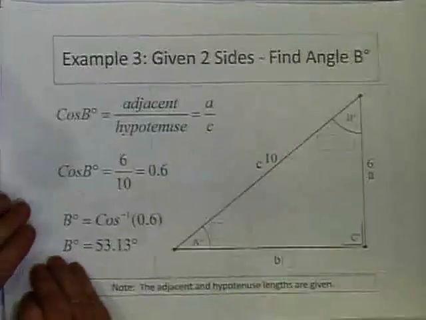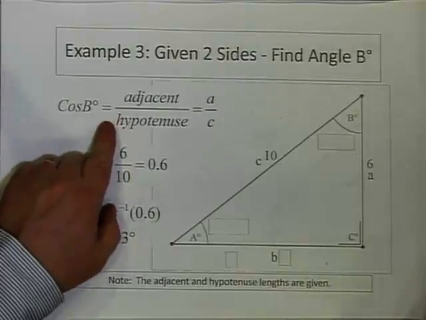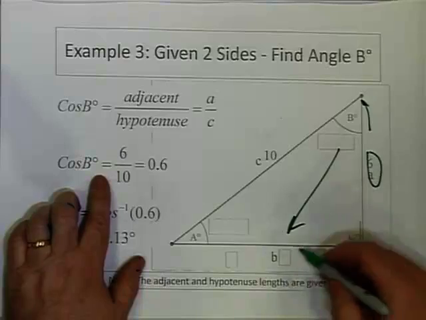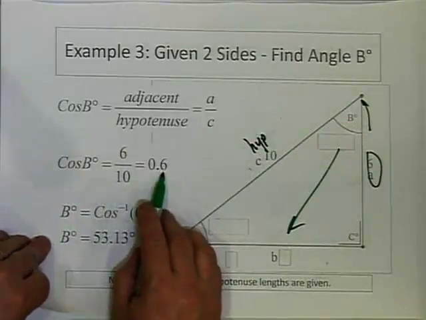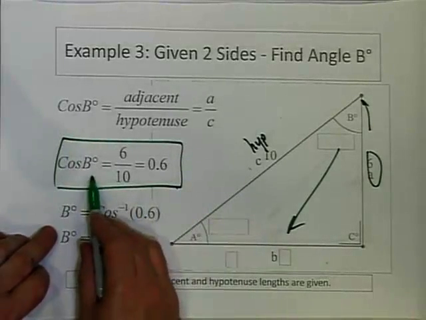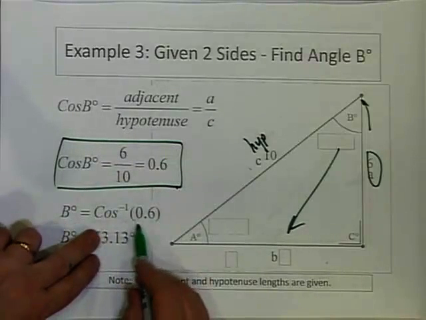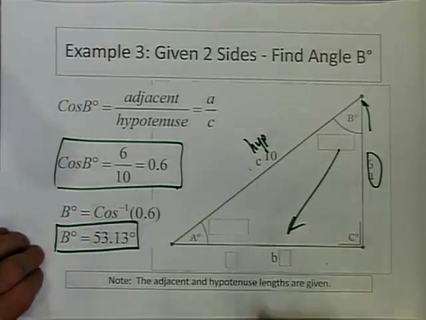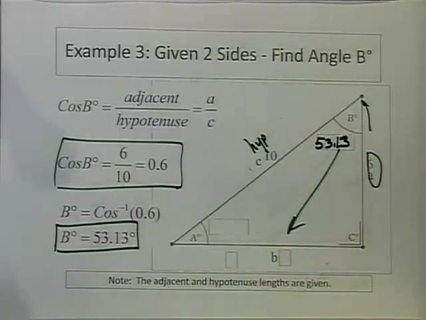So we say cosine is adjacent over hypotenuse. So cosine of B is this fellow here, adjacent because it's near, over the hypotenuse, which is here. So 6 over 10 is 0.6. So cos B is 0.6. How do you get rid of the cos? Inverse cos. B is inverse cos of this. Type in 0.6. Hit inverse cos. 53.13. This angle is 53.13. That's how you do the question.